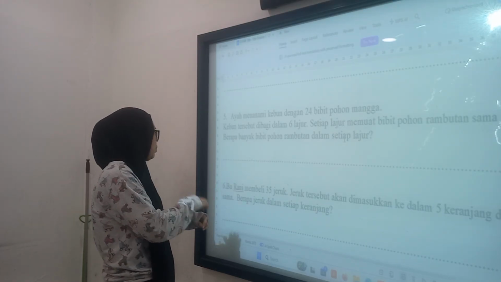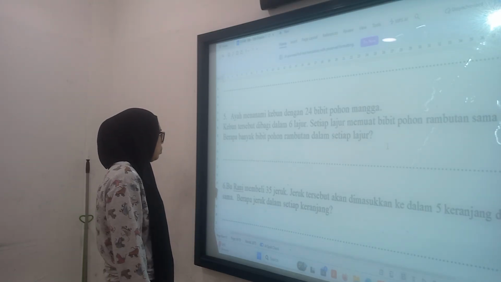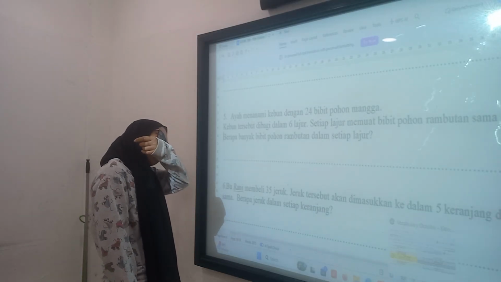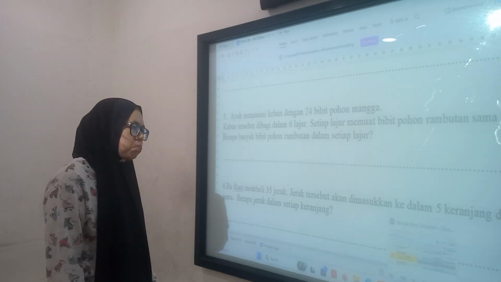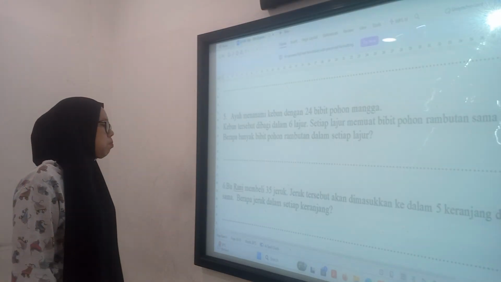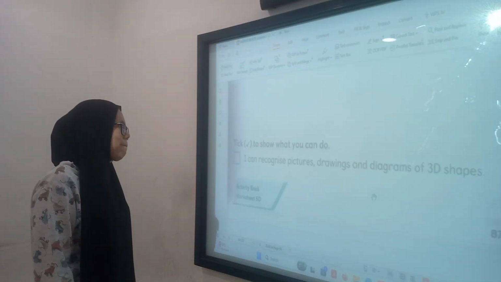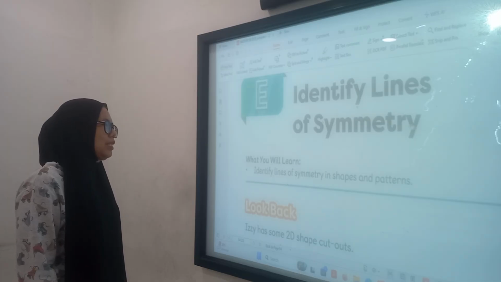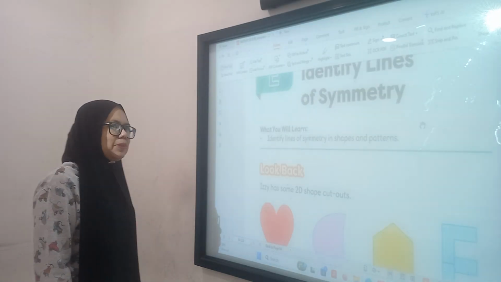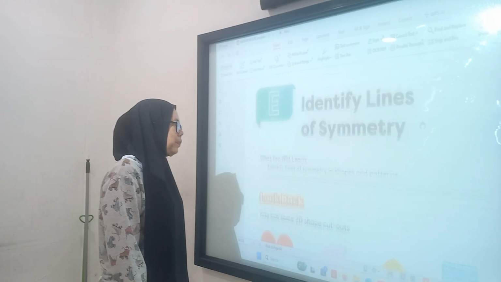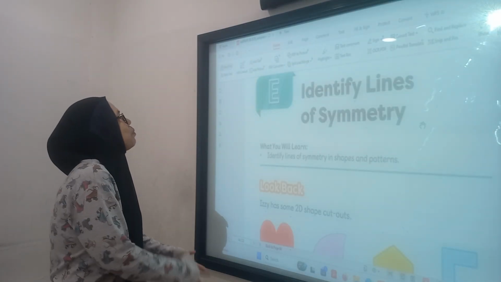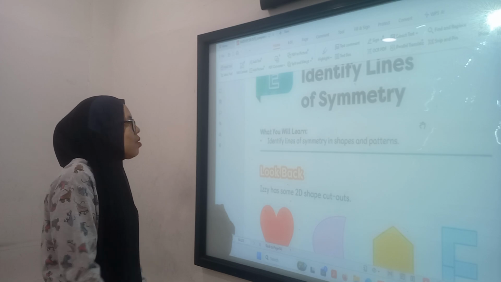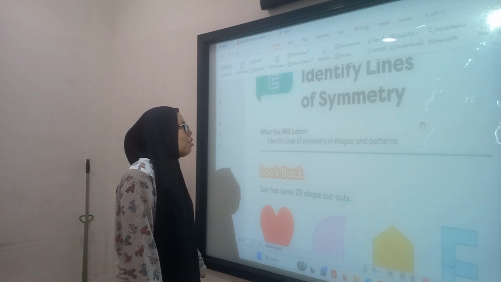Okay, I think it's clear for this homework. Now we move to books. Here I have opened some books actually. Yeah, this is math. In math, for next week, we'll talk about identifying lines of symmetry. So, can you explain the basic concept of this line of symmetry and how to deliver this one to the students? Okay, line of symmetry.